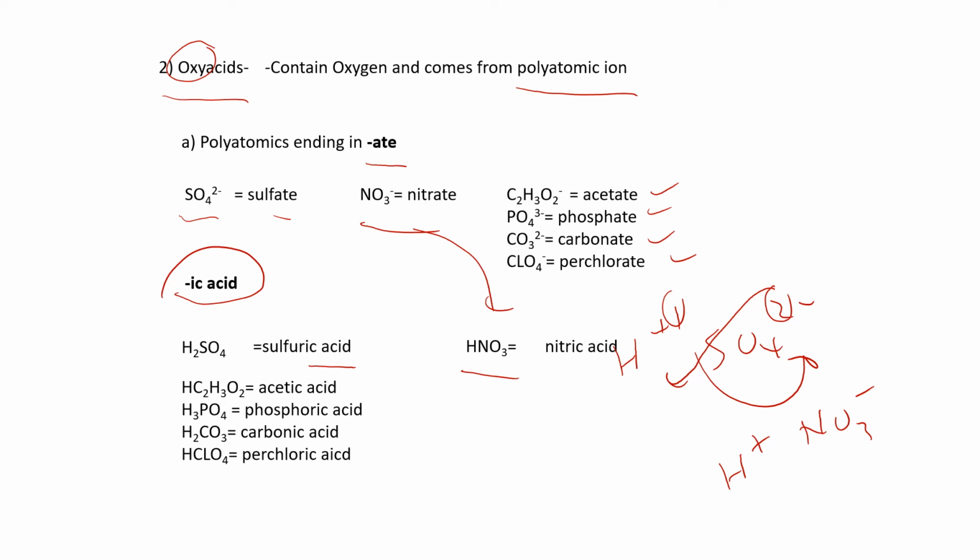The other ones are acetic acid, phosphoric acid, carbonic acid, and perchloric acid. This is the perchlorate ion, by the way. It's a 1-to-1 ratio. It's perchloric acid, but they all end in -ic acid, and they come from the -ate. That's the main thing.